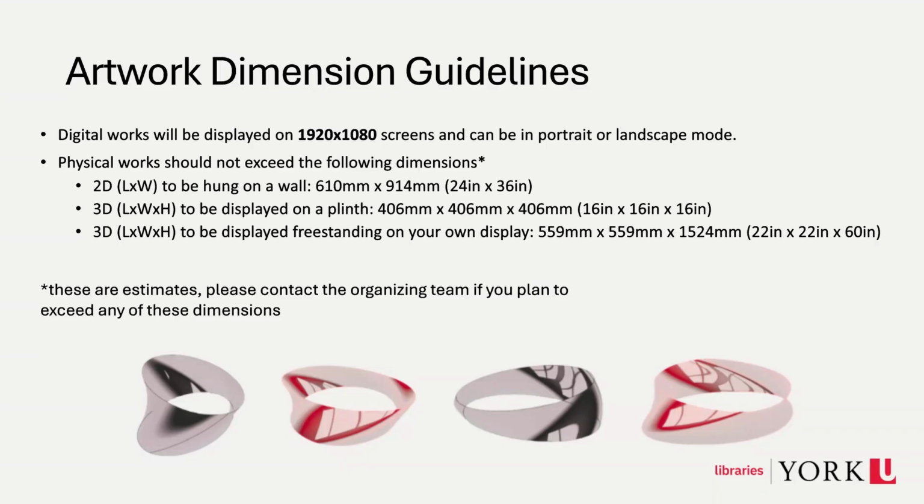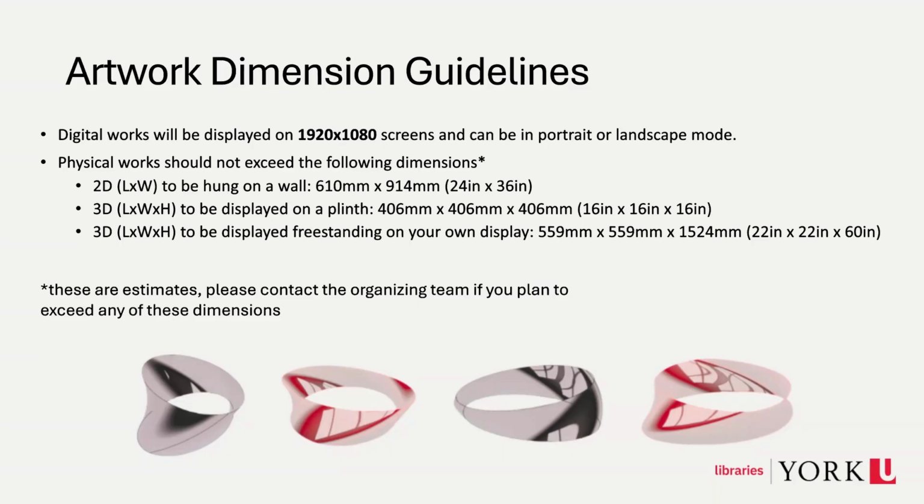So digital works that are going to be displayed on a screen should be in the 1920 by 1080 pixel resolution. So these can be in portrait or landscape. And then as far as the physical objects, try and work with these dimensions that we've listed here. So for two-dimensional works that will be hung on one of the walls, we've got 2 feet by 3 feet.